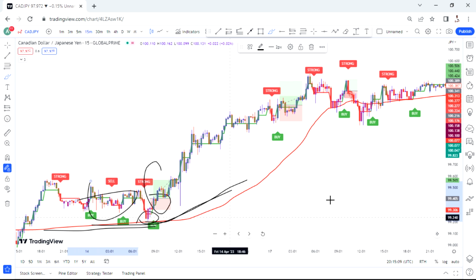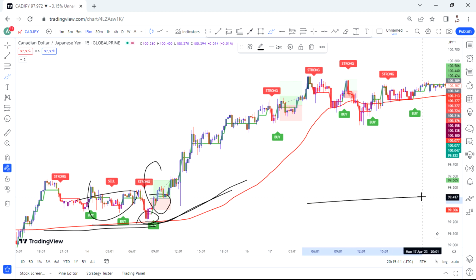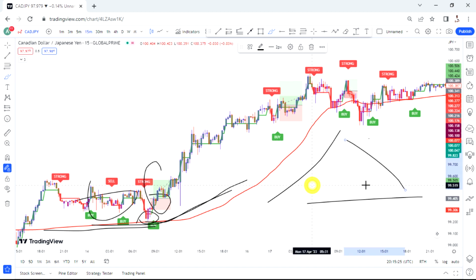So when the red line is flat, we don't want to be buying. Unless the red line is pointing up, we want to be buying. When the red line is pointing down, we want to be selling. As soon as it gets flat, we don't want to be taking any trade. So let's now get why all these trades that we got wrong went wrong, and we figure out the right probability trades. Okay, so let me just delete this on the chart.